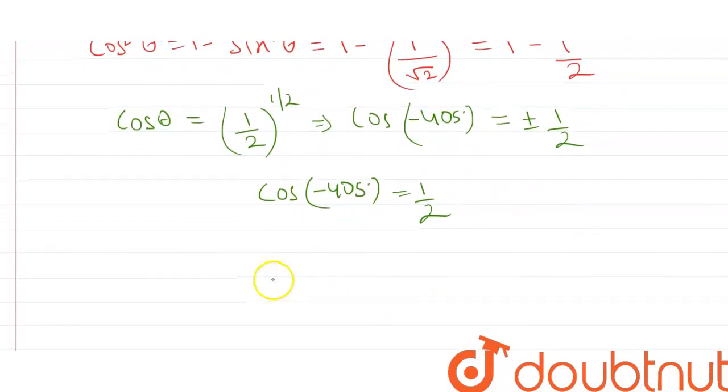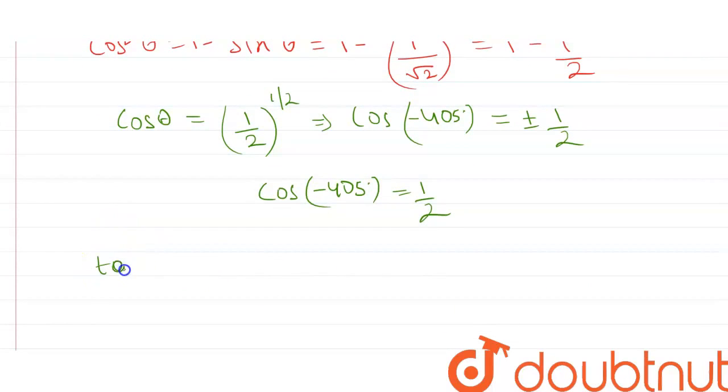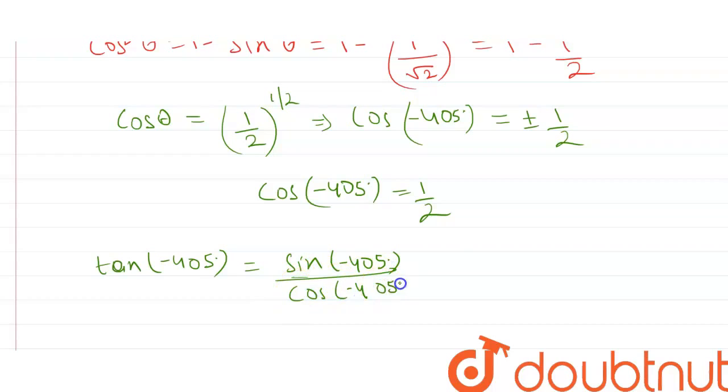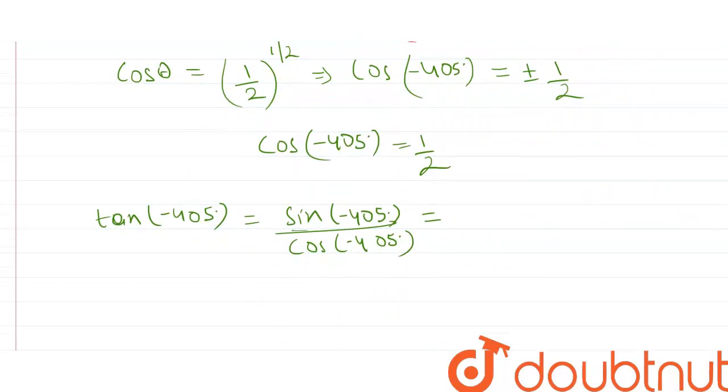Now let us talk about the tan. Tan minus 405 is equal to sine minus 405 upon cos minus 405. The value of sine minus 405 is 1 upon root 2.